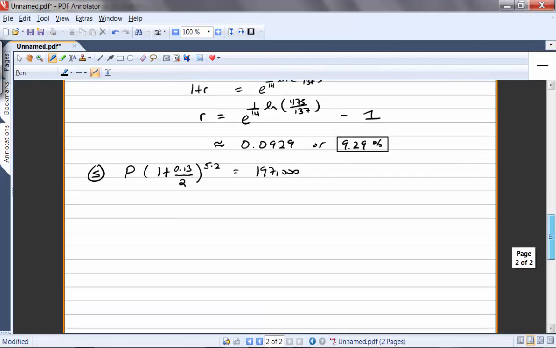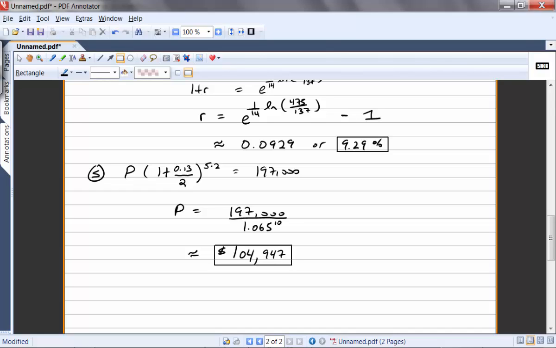So we just have to solve for P. And you can quickly see that you just divide both the left and right hand side of the equation by 1.065 to the power of 10. And you will find that P is approximately $104,947. If you put in that amount now, then after 5 years, it will have grown to 197,000, assuming interest compounds at 6.5% per half year. And we have 10 half-year compounding periods in 5 years.